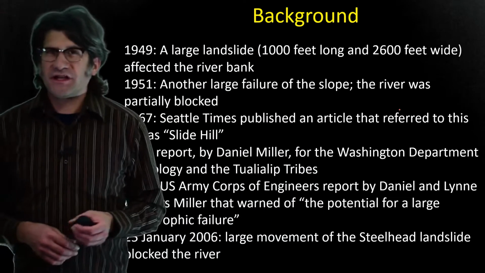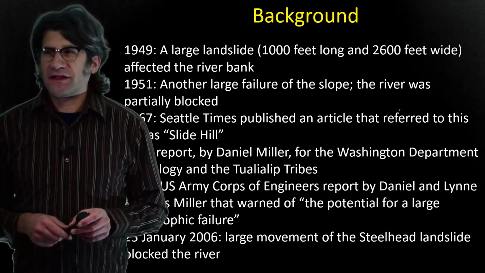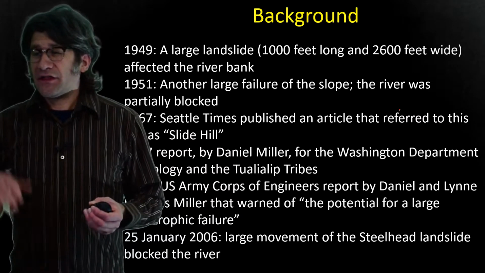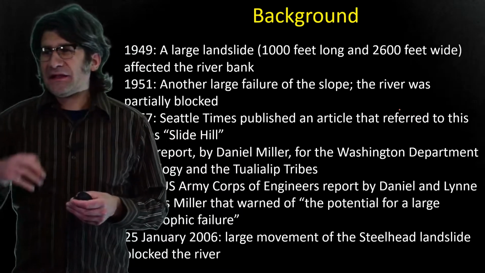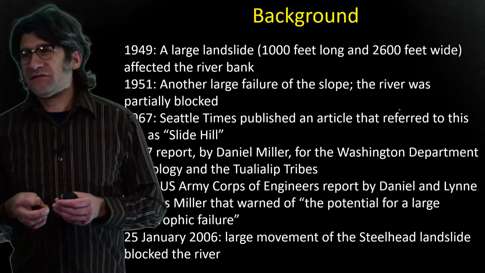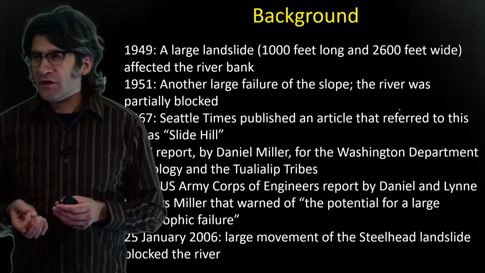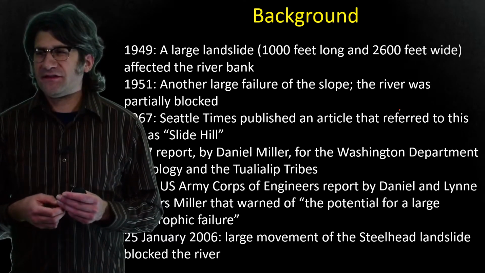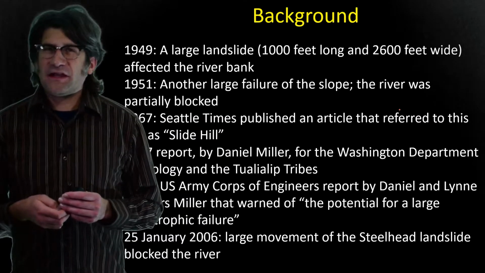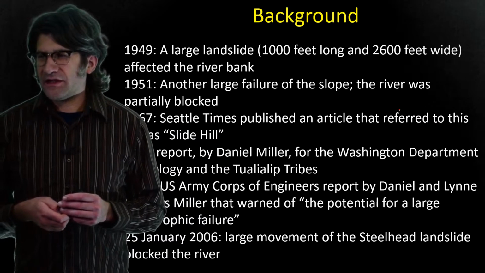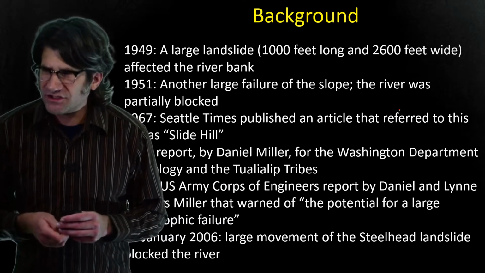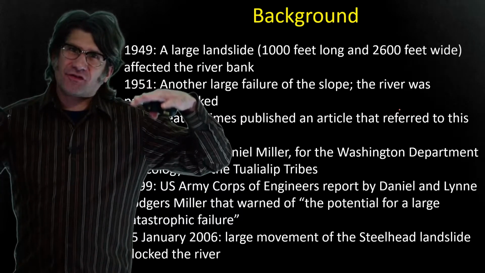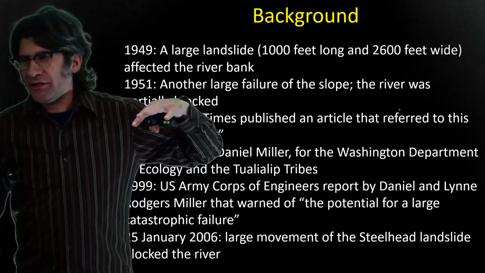Okay, so a little background on this area. This location has been known for over 70 years as being a landslide hazard. There was in 1949 a large landslide that basically collapsed down onto the riverbank. There was another big failure in 1951 that partially blocked the river. This area was called Slide Hill in a Seattle Times paper in 1967. And then in 1997, Daniel Miller for the Washington Department of Ecology basically published a report showing the hazards associated with the landslide.